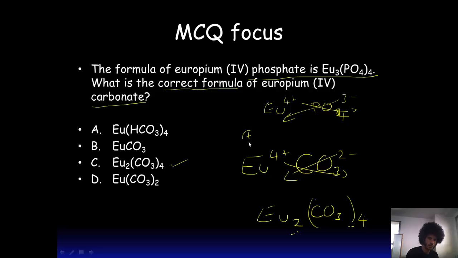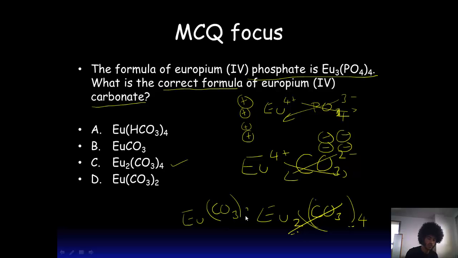Europium has a +4 charge. Carbonate has a 2 negative charge. So surely, in order to balance them out, I only need 1 more of these. In which case, this is incorrect. What I need, if we look over here, is 1 lot of europium, so I'll leave it, and 2 lots of carbonate. So that's your formula. So that we've worked out wrong.